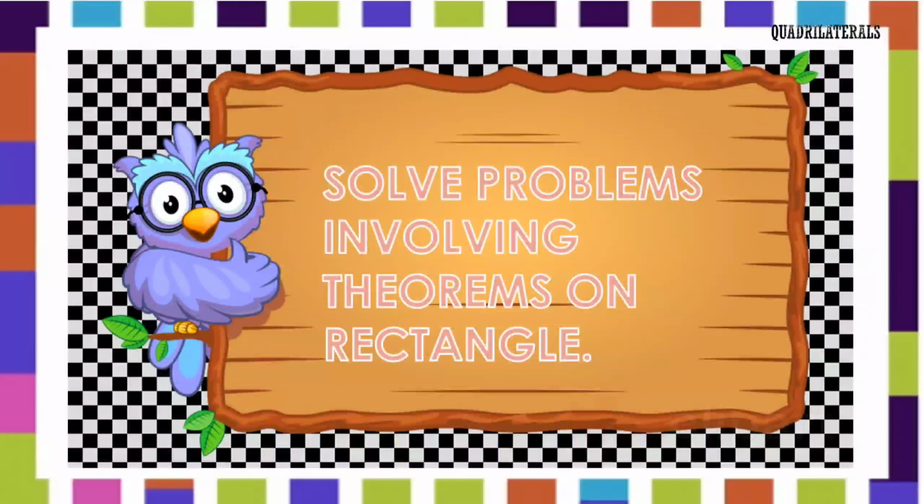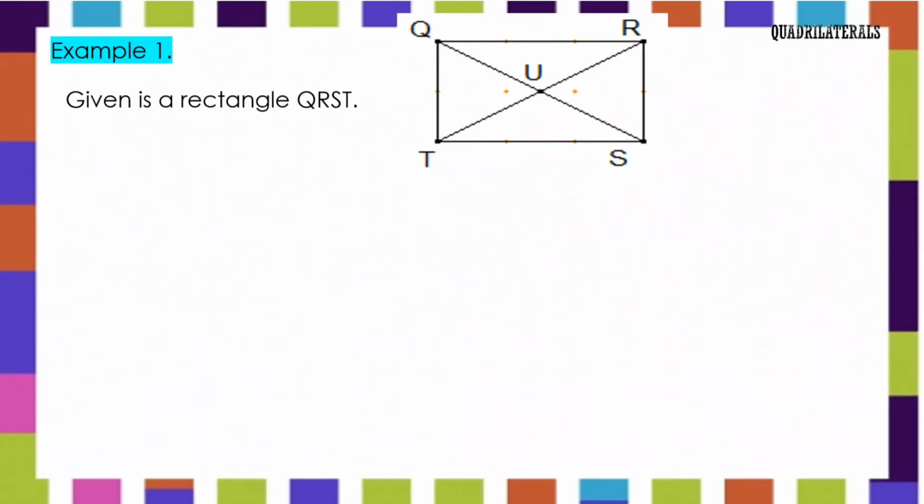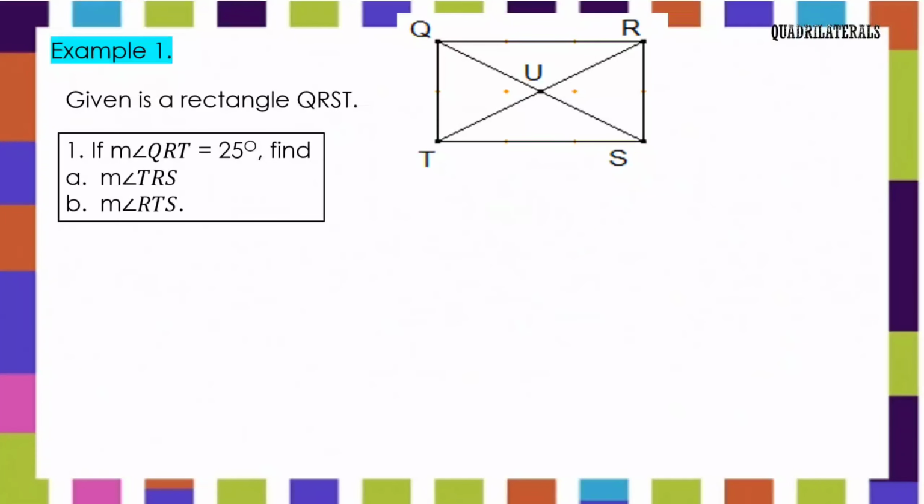So, this time, magsasolve na tayo. So, for example, number 1. So, we are given rectangle QRST. Itong rectangle na to. So, meron tayong given that if the measure of angle QRT, so asan yun? Ito, QRT is 25 degrees. So, ang measure daw ni QRT ay 25 degrees. What is the measure? Let's try to find the measure of angle TRS.